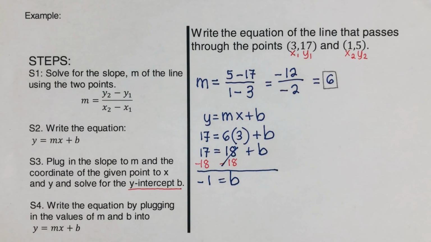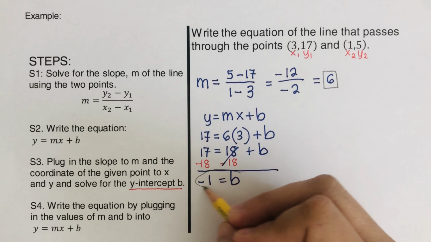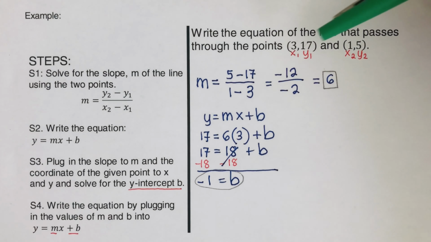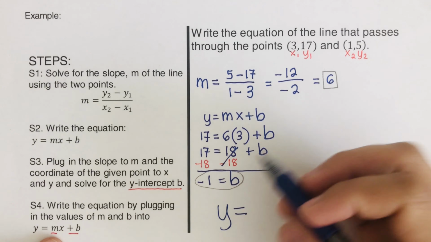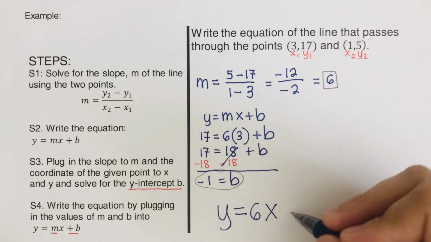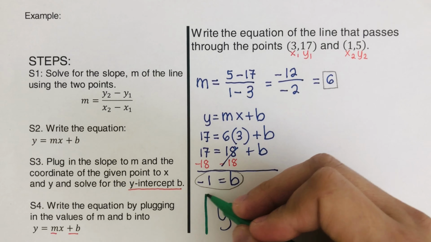So these are the numbers. The m and the b are the ones that we plug into y equals mx plus b. So the final equation that we have for this line that passes through these 2 points would be y equals, again, our m here is 6. We keep the x. Our b is negative 1, so we put a minus 1. So this is the equation of that line.